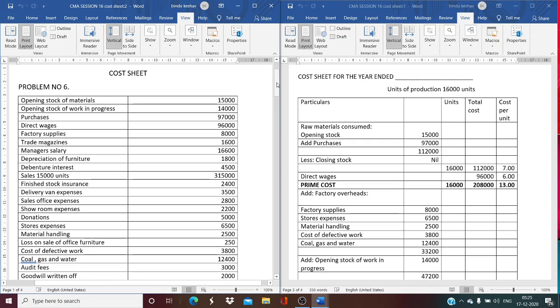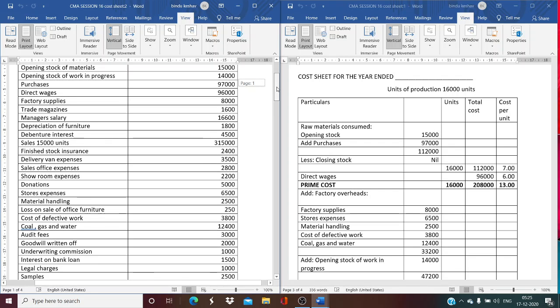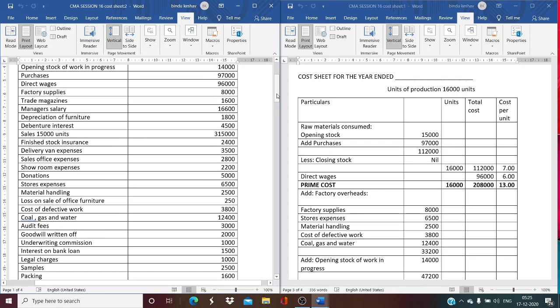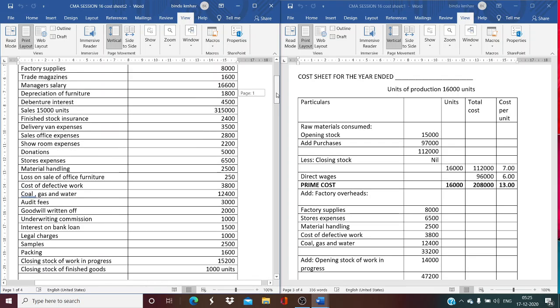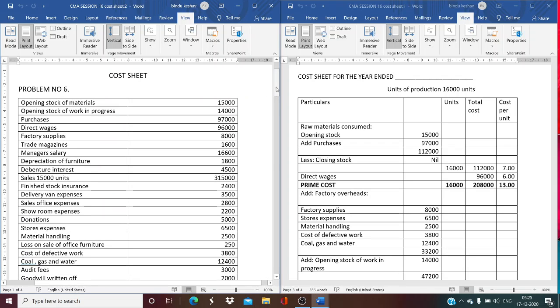At the same time, we have certain data regarding the donations, then goodwill written off or underwriting commission or debenture interest, such items which are excluded from the cost sheet. So an awareness of which items will be excluded is very important. Now, first and foremost, we need to find out the number of units produced.